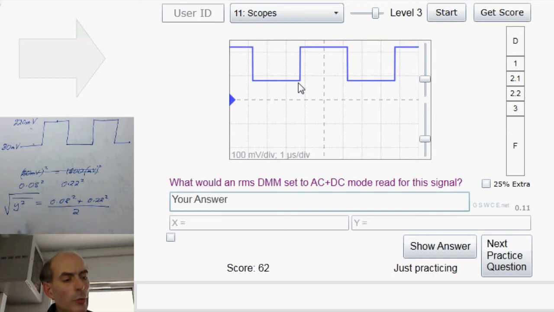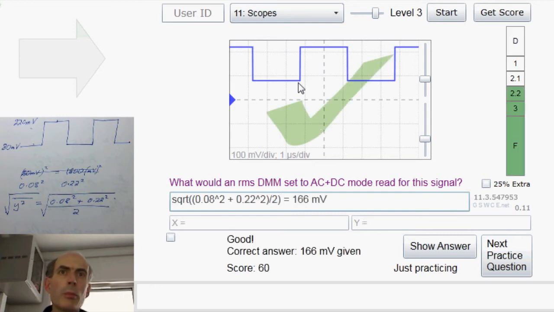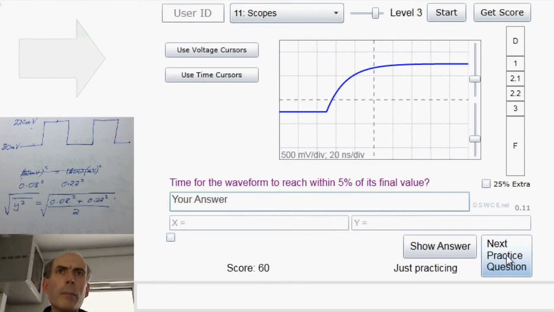The root mean squared, the square root of the mean of the square value of y, would just be that. Okay, let's see if that works. Square root of 0.08 squared plus 0.22 squared. Need to put all of those in brackets because I want to divide the whole thing by 2, and we get that. Fine, good. Let's see if we can find another one.